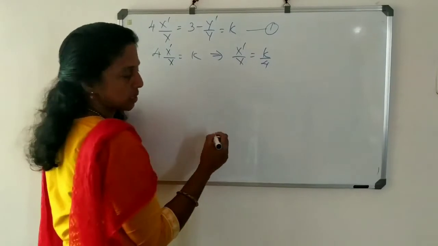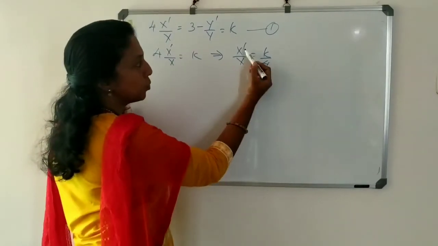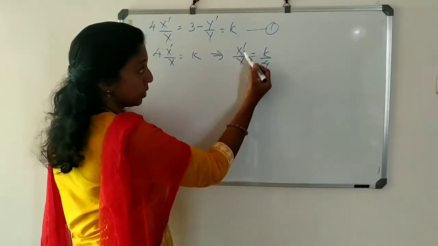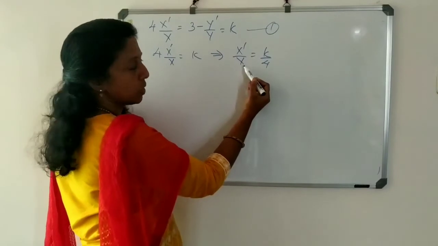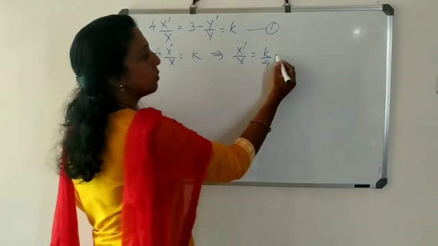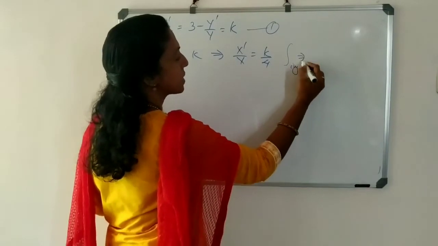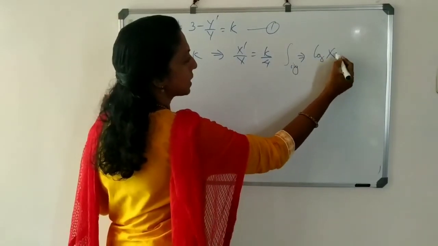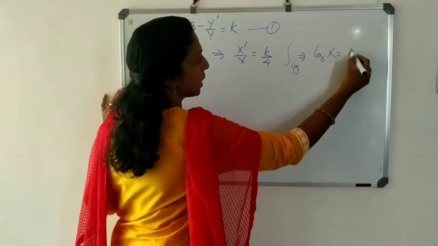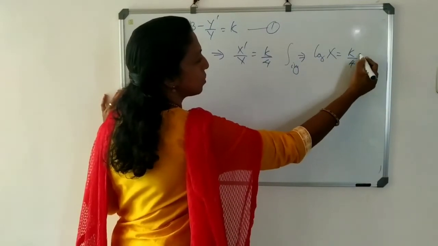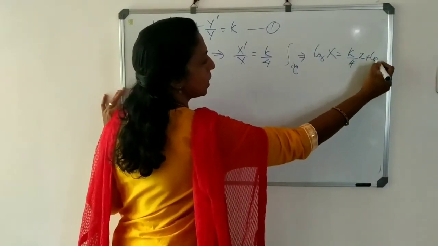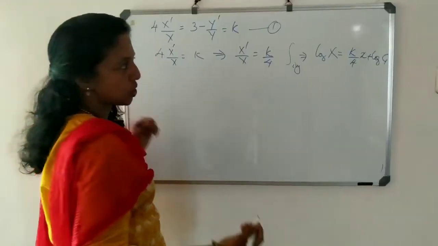Now integrate this. On integration, the numerator is the derivative of the denominator. Now integrating this, we get log capital X equal to k by 4 into small x plus, say, log c1, the constant of integration.